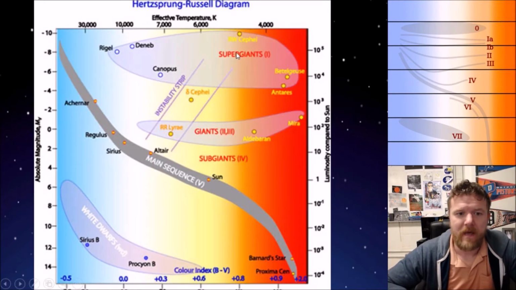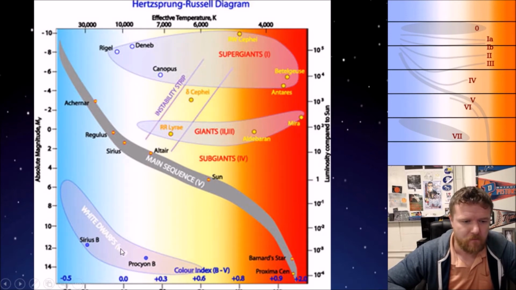Now we've looked at hypergiants, which are zeros, supergiants, which are 1, giants, 2 and 3. Subgiants are 4. Those are the ones that are on their way to becoming a giant. Main sequence is 5. And we're going to skip down to white dwarfs, which is 7. Where's 6?